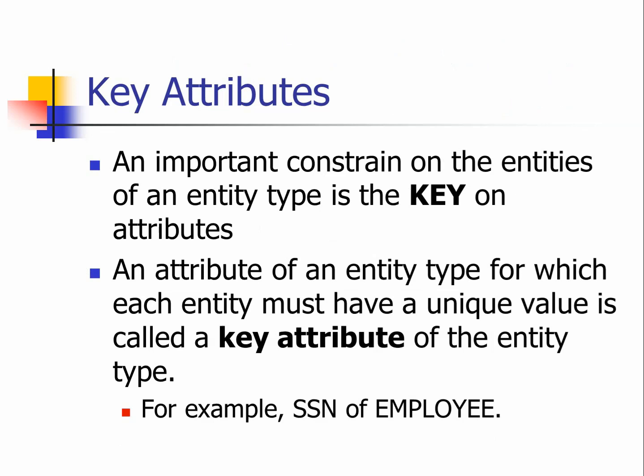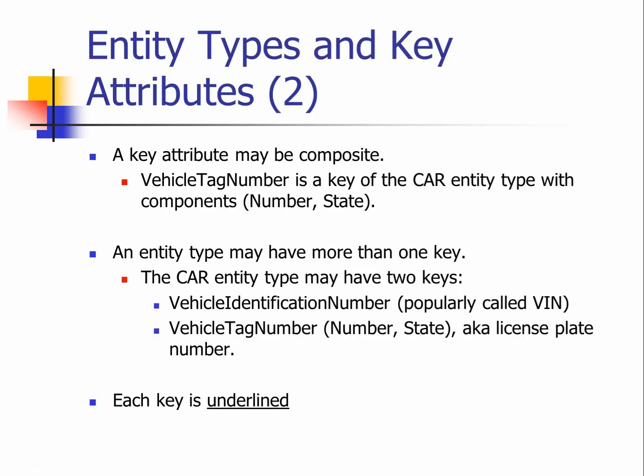In an ER diagram, sometimes you can just make the decision, sometimes you can mark out all the possible candidate keys. So an important constraint on the entity type is the key on the attributes. An attribute of an entity type for which each entity must have a unique value is what we call a key attribute. A key attribute can be composite. In our example, the vehicle tag number is the key for the car entity type and is composed of two attributes, and that's totally fine. You need to get your state, you need to get your tag number. Combining the two things then forms your key attribute.